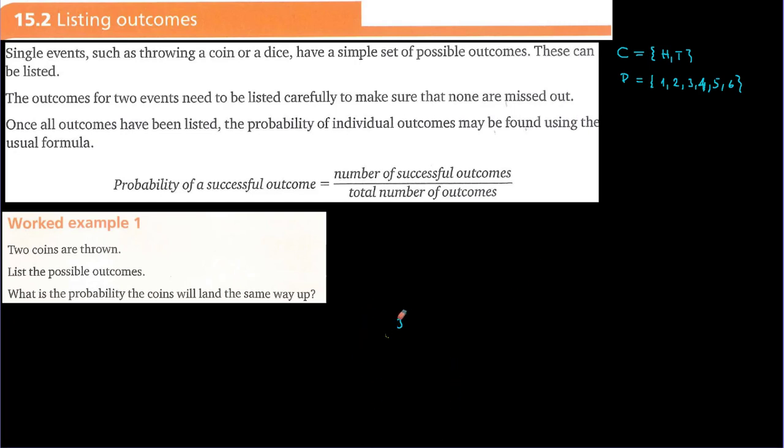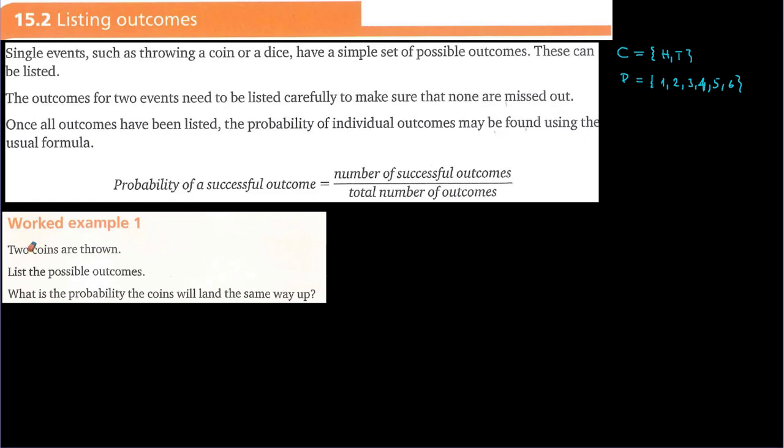But if you have two different events, the outcomes for the two events need to be listed carefully. You need to list all the members of the first event by all the members of the second event. What I mean, I'm going to show you. Then when you list, you are going to look for the probability of individual outcomes from the set.